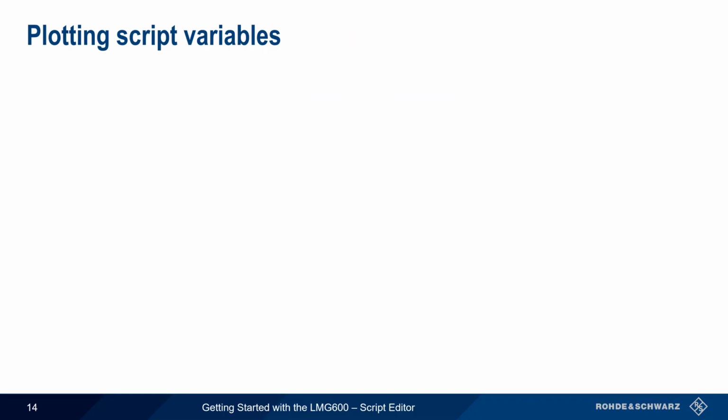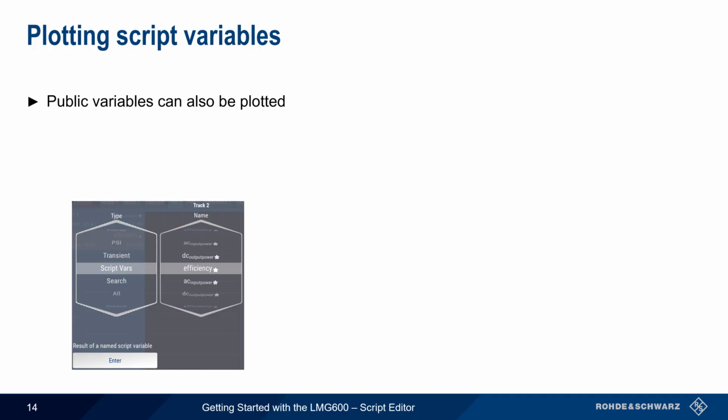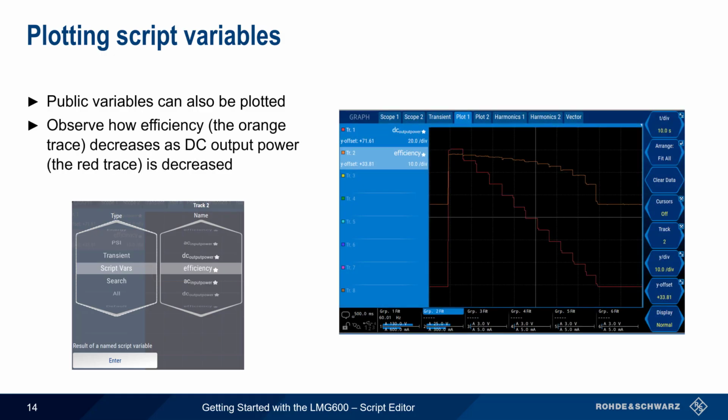In addition to showing their numeric values, public variables can also be plotted. This is done by selecting the desired value from the type group, Script Varies, under the Plot tab. In this example, we can see that efficiency decreases, first slowly, then more rapidly, as DC output power decreases. As mentioned earlier, public variables can be accessed and used in the same way as native measurements made directly by the LMG.